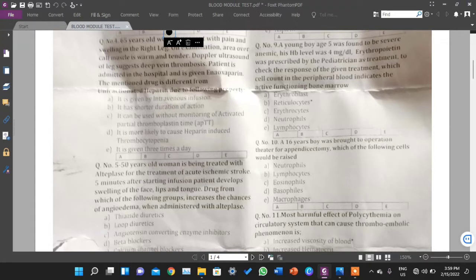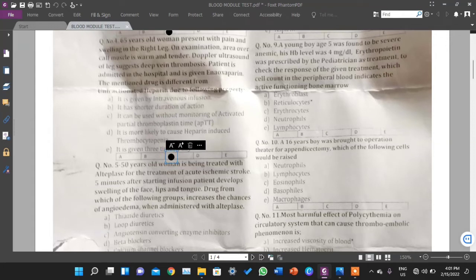A, it is given by intravenous infusion. B, it has shorter duration of action. C, it can be used without monitoring of activated APTT. D, it is more likely to cause heparin-induced thrombocytopenia. E, it is given 3 times a day. So when looking at the options of number 4, option C is going to be the right answer.